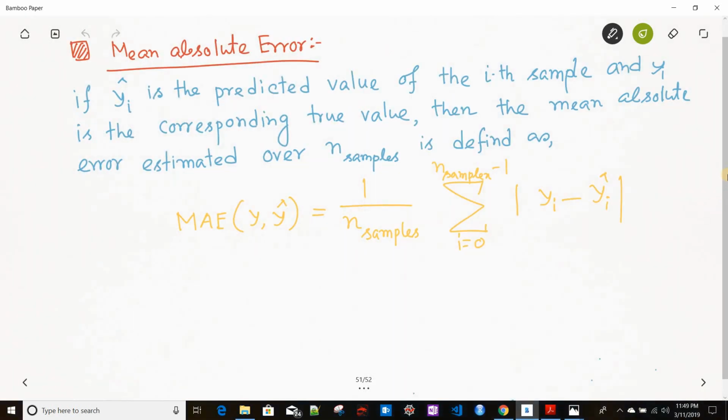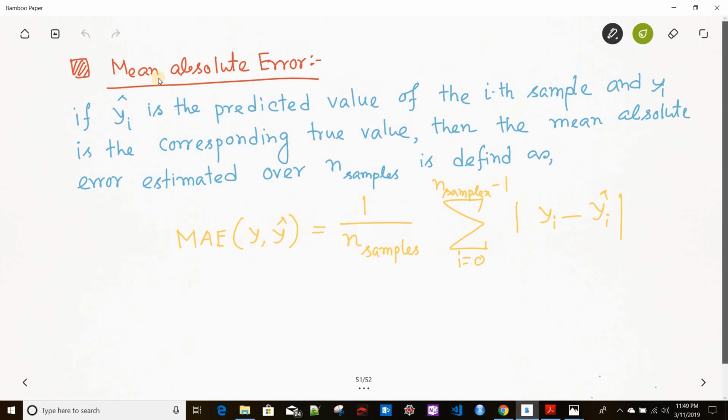Similarly, we have mean absolute error. When we talked about mean squared error, we basically squared this term, for each and every term, the actual value minus the predicted value. Here we are just taking the absolute value of this particular term and then the average. A similar kind of concept. This is called mean absolute error.